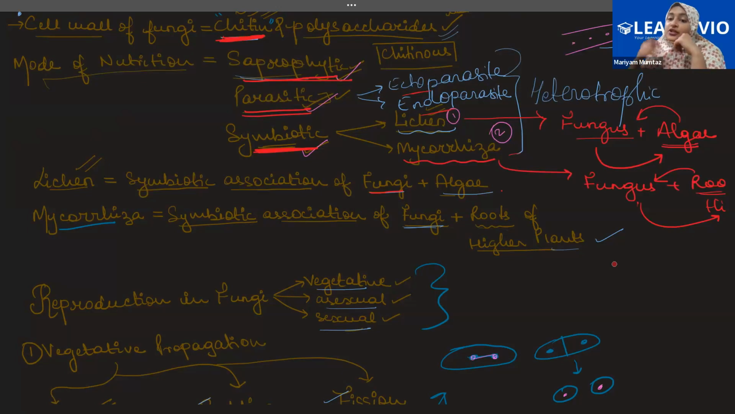The most advanced plants. Their association, fungus plus algae, when they are present together, is known as lichen. And fungus plus roots of higher plants, when they are present together, is known as mycorrhiza.